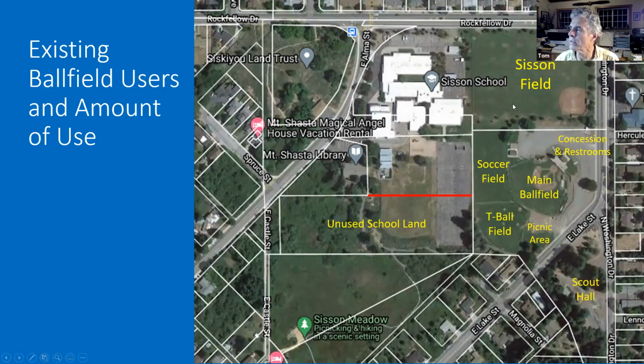And some of that occurs over here, doesn't it? On part of Sisson Field. Exactly. And what this air photo doesn't show, this is actually off of Google Earth, but there's now an outfield fence here and then additional space here for soccer. And the school uses this field as well.